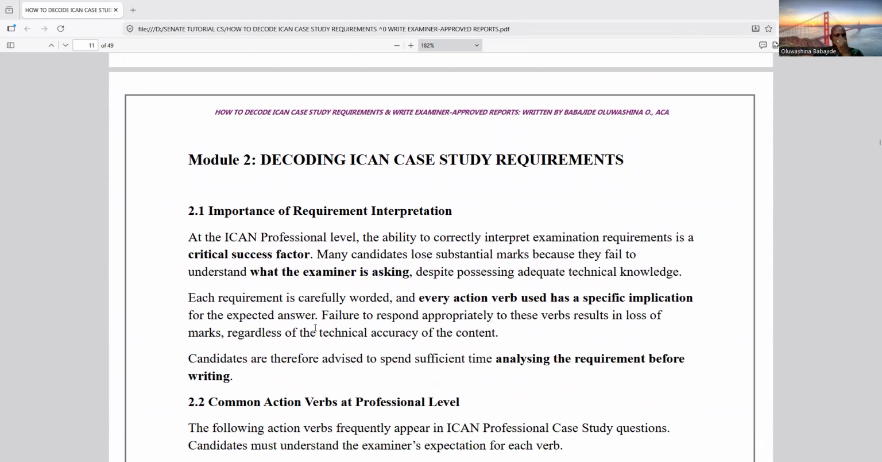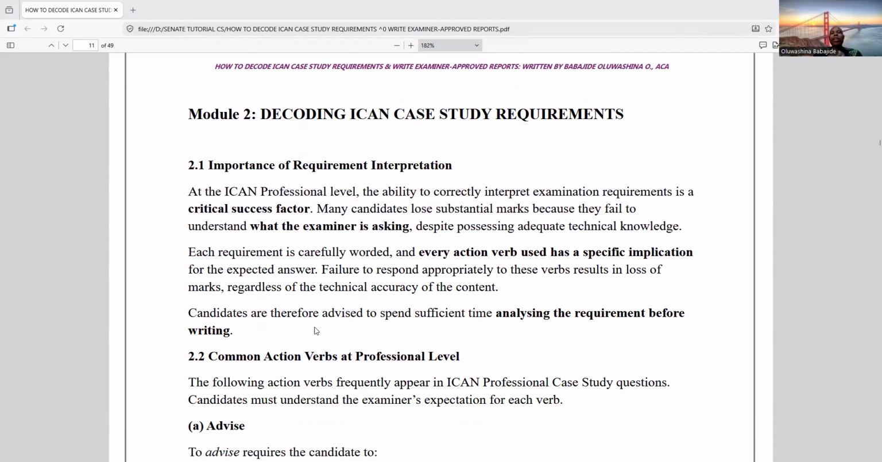Now, let's move to the importance of requirement interpretation. I mentioned earlier that some students fail because they cannot interpret requirements appropriately. So what is the importance of it? At the professional level, the ability to correctly interpret examiner requirements is a critical success factor. That is it.